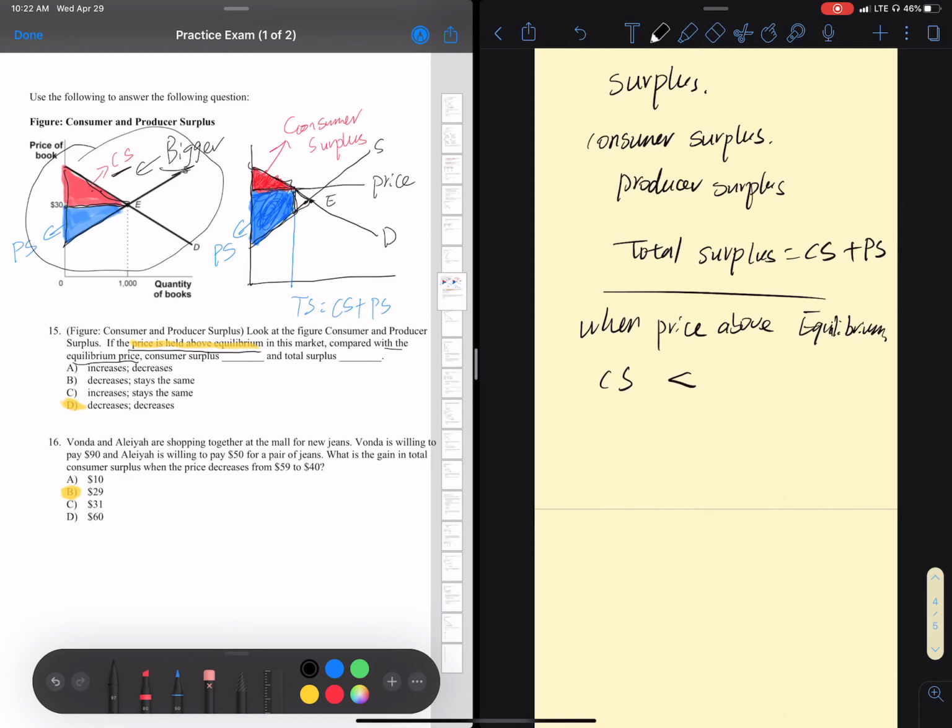So the consumer surplus will decrease, and the total surplus will decrease. I mean, from this graph to this graph, the consumer surplus decreases and the total surplus decreases. Okay. This is number 15.